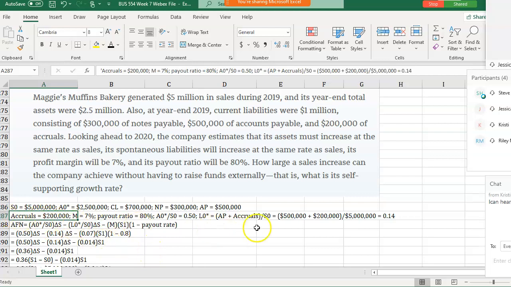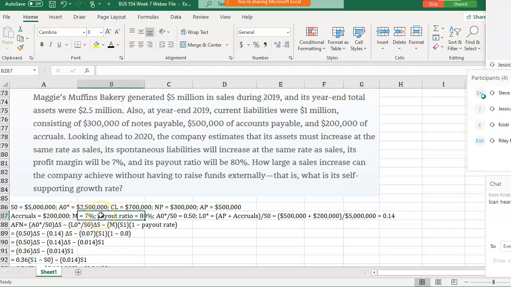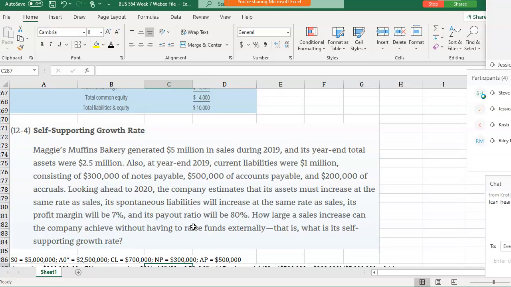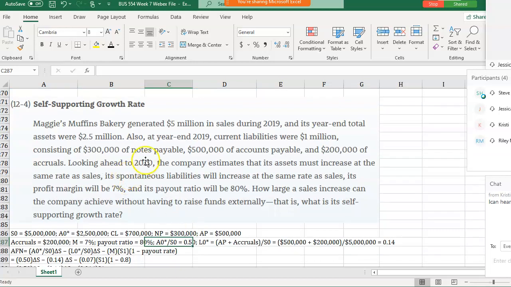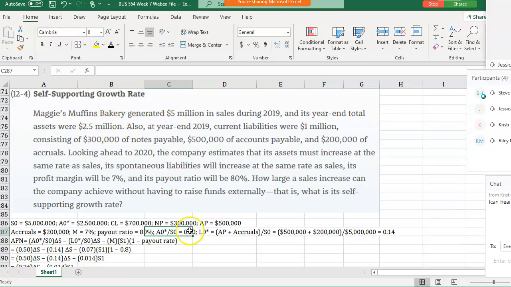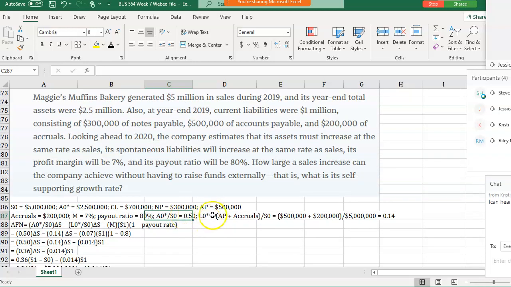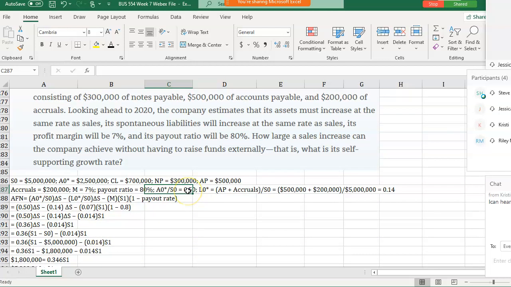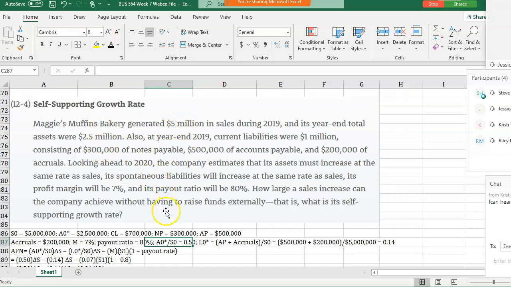And this is more facts about the case. The accruals right here, the profit margin was 7%, the payout ratio was 80%. And we can also figure out a few more things, like assets to sales equals 0.5. You can figure that out, right? My sales were 5 million, assets were 2.5 million. That helps you figure that number out. My L0 is accounts payable plus accruals divided by S0, which is 0.14.